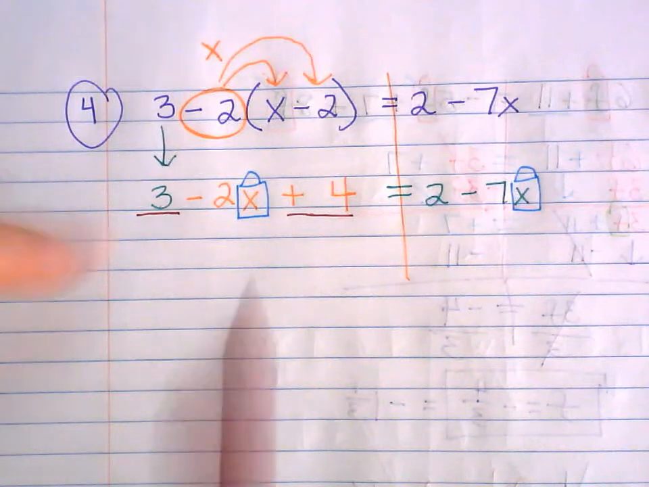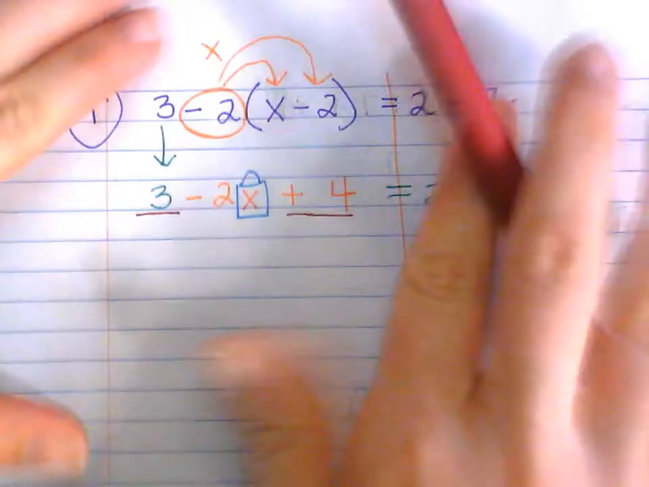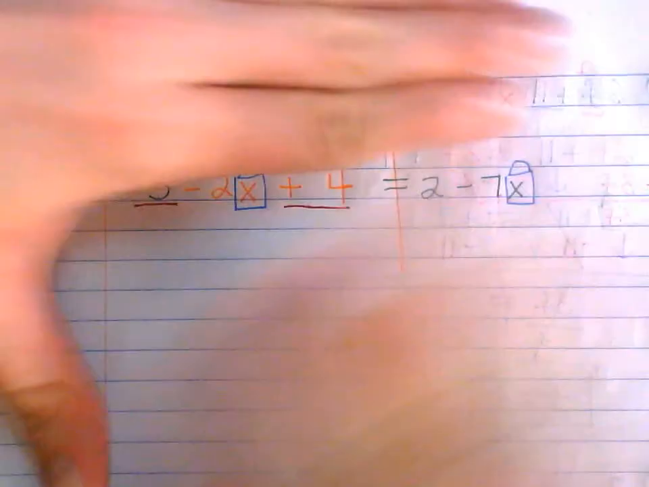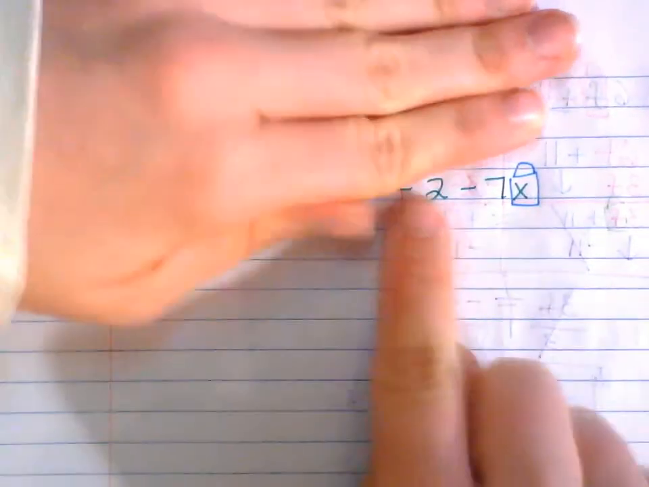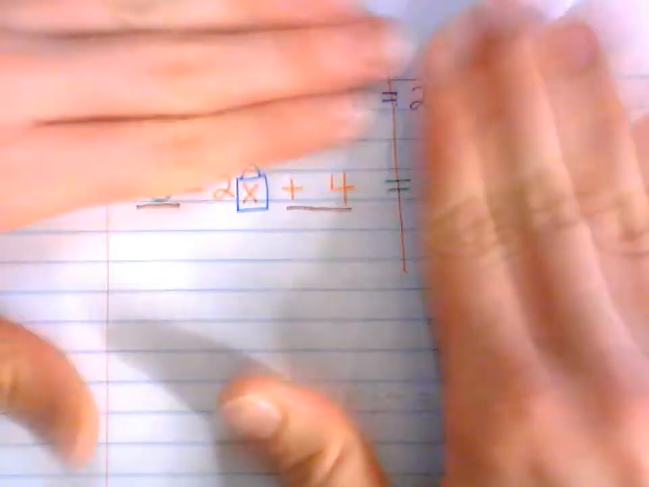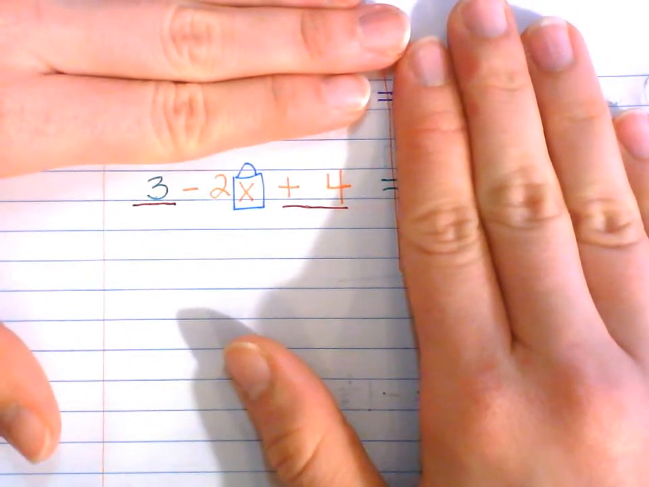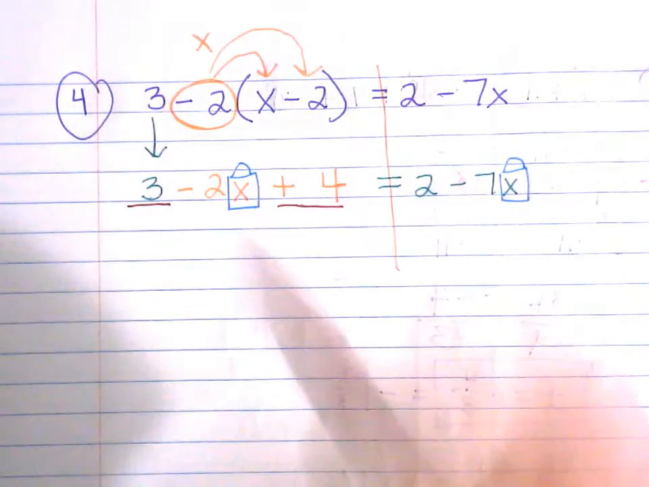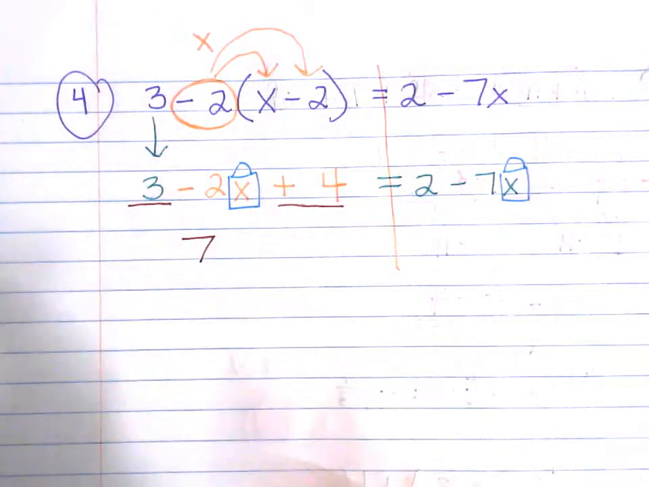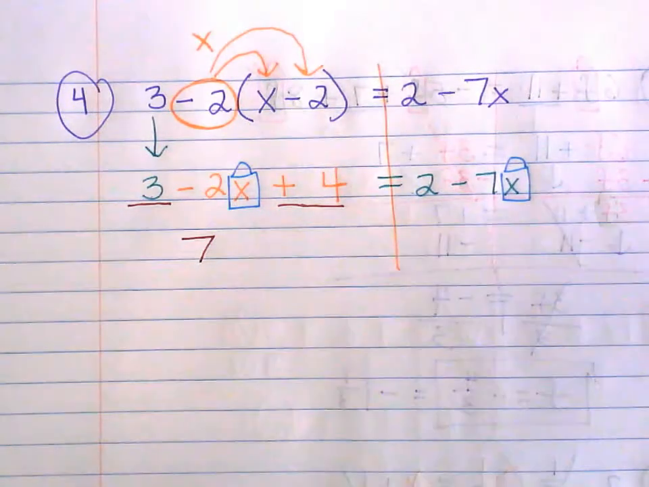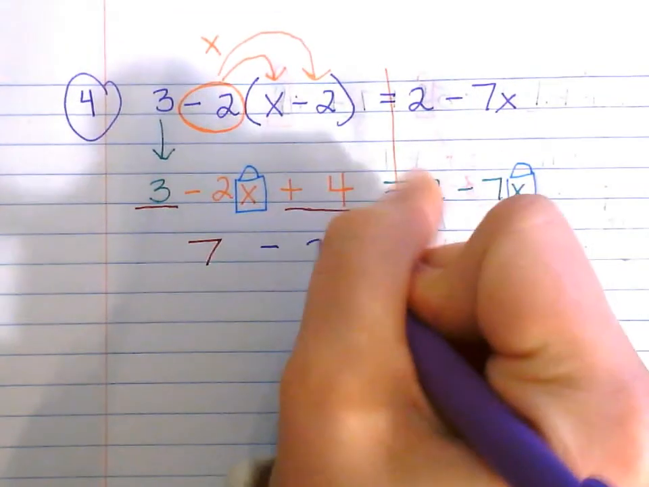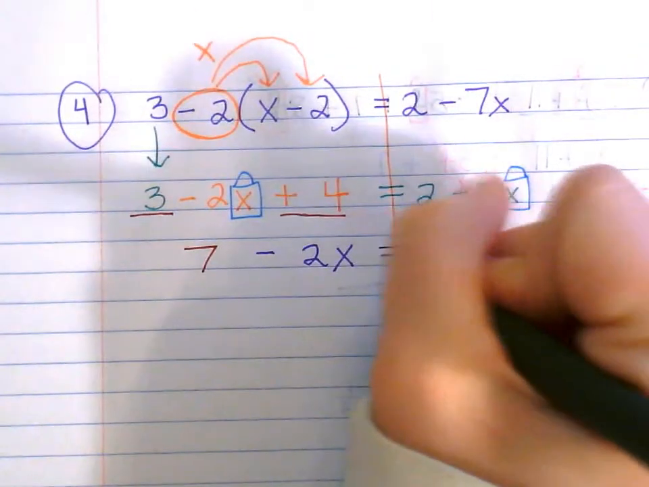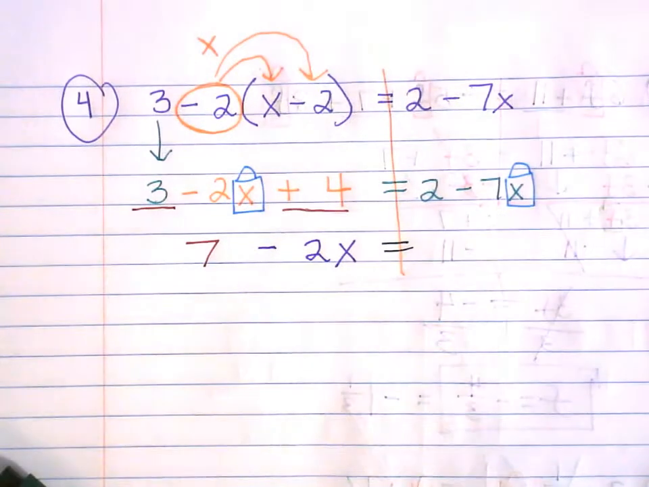Step 2. Are there like terms on either side of the equation to combine? Okay, this side, there's nothing to combine. But this side, we have the 3 and the +4 to combine. 3 plus 4 is 7. And then we just bring down that -2x. Equals, and then just bring down the 2 minus 7x.